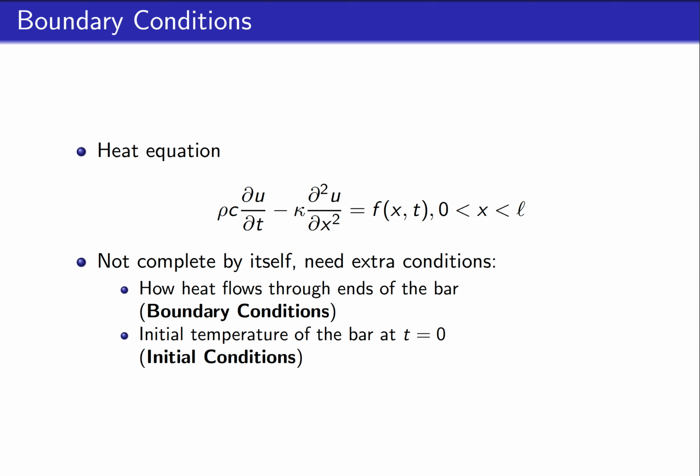Now the PDE, the equation, is not complete by itself. We are going to discuss this more in the future, but the equation by itself is a lot like a system of linear equations where there are too few equations. We need a few extra conditions in order to really nail down the solution u and get a unique solution. And this is where the boundary conditions and the initial conditions come in. For the heat equation, the boundary conditions talk about how the heat flows through the two ends of the bar, whereas the initial conditions talk about the temperature of the bar at the beginning of our modeling session.